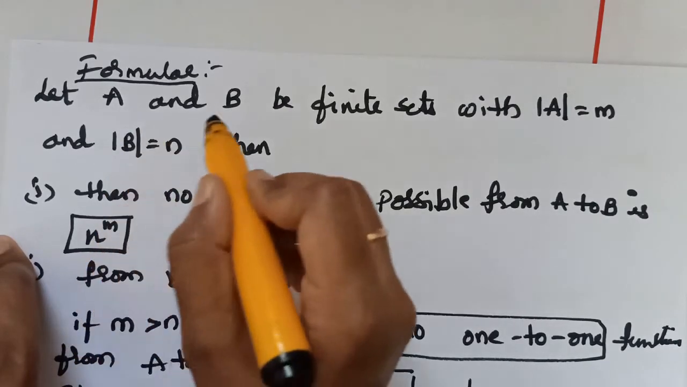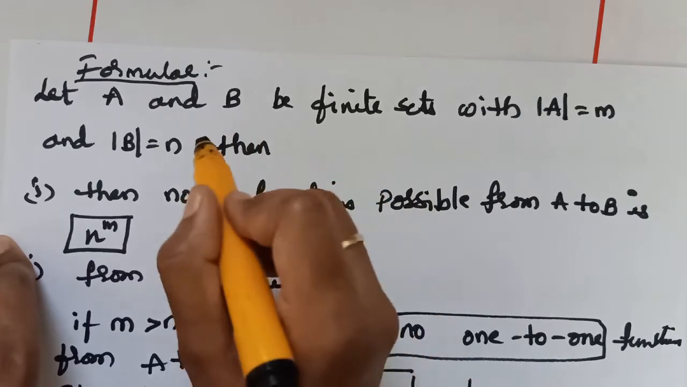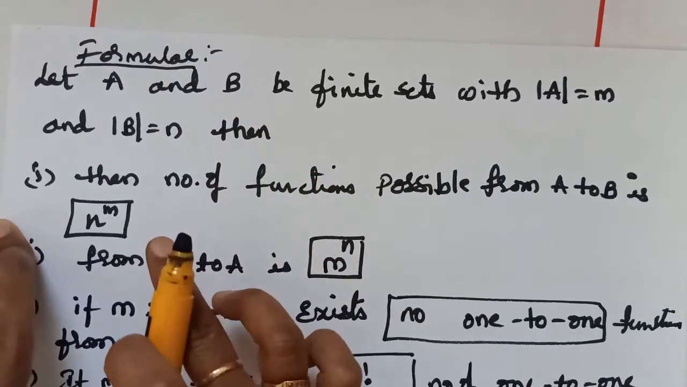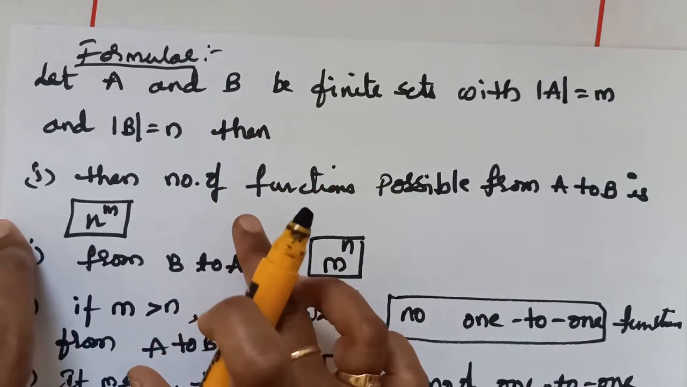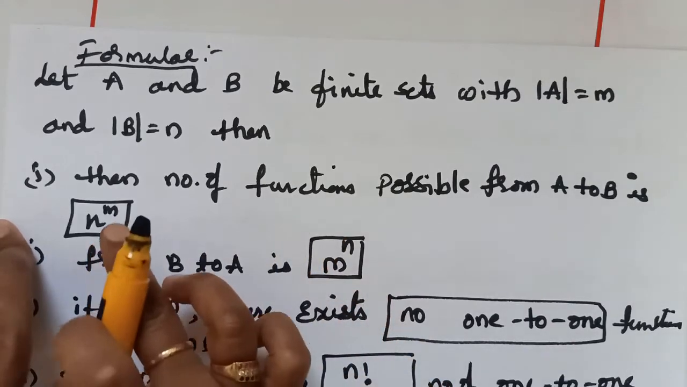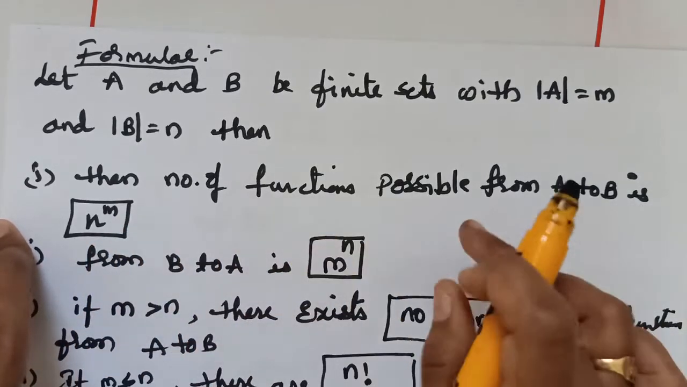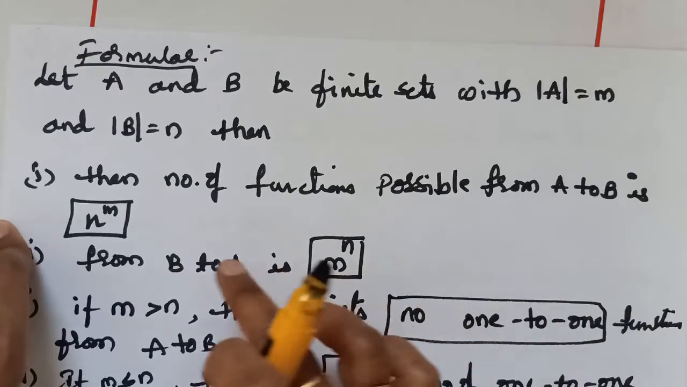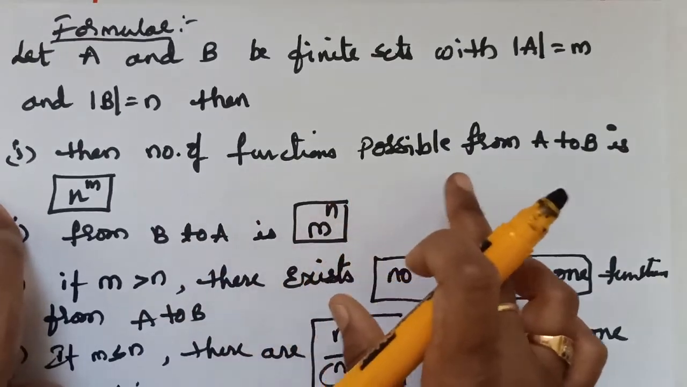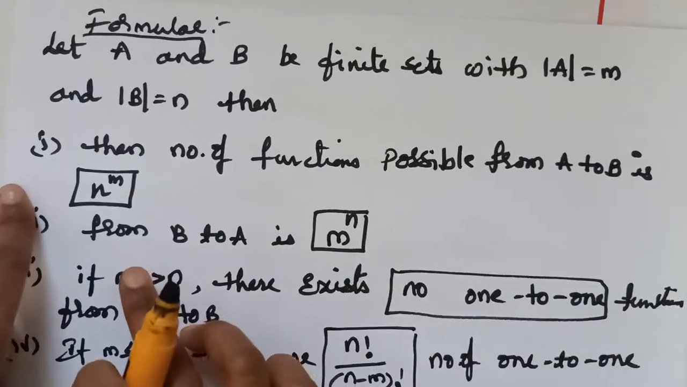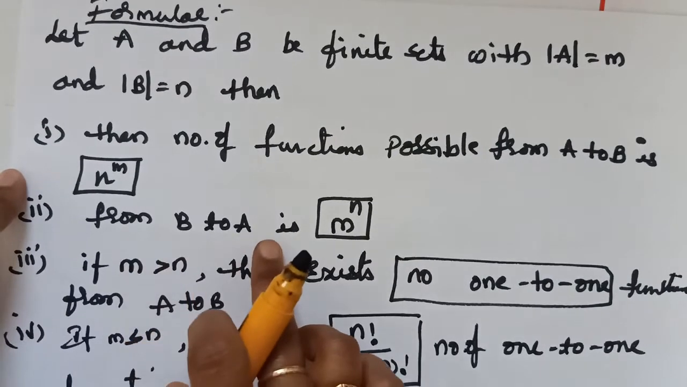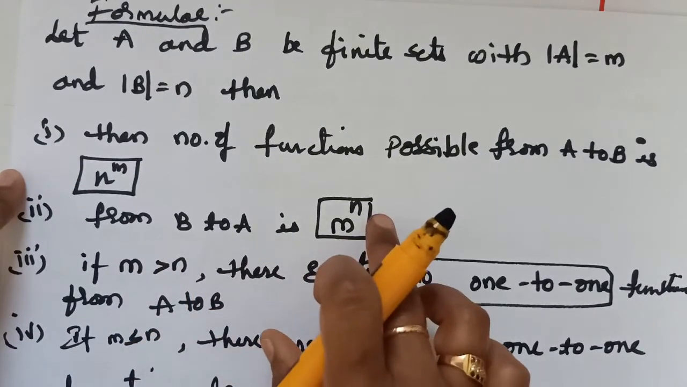If we have two finite sets with M and N elements, then there exist N power M functions from A to B. The number of functions possible from A to B is N power M. From B to A it is M power N.